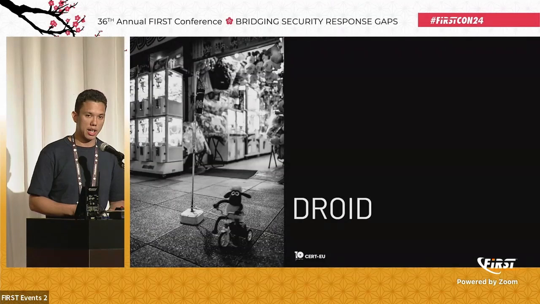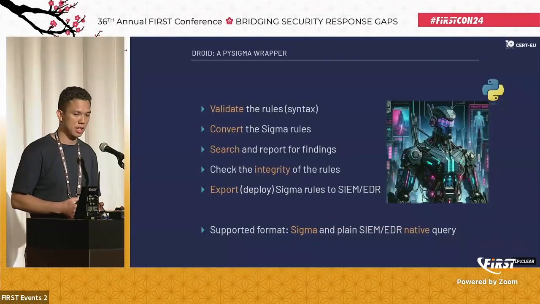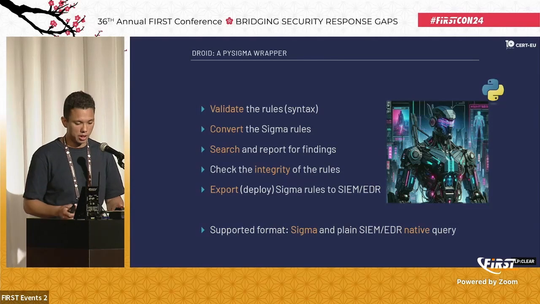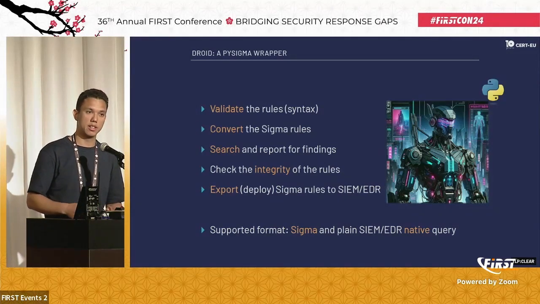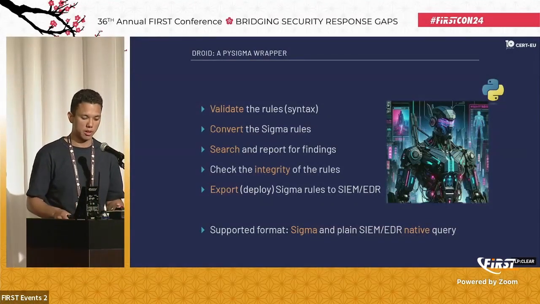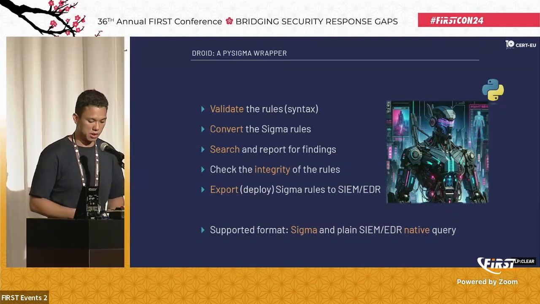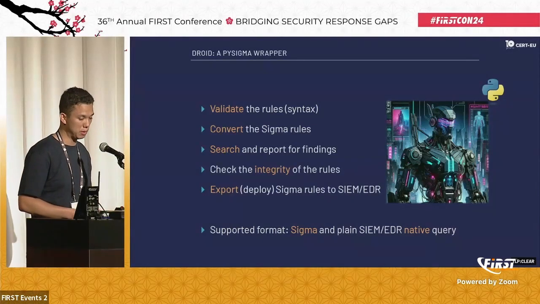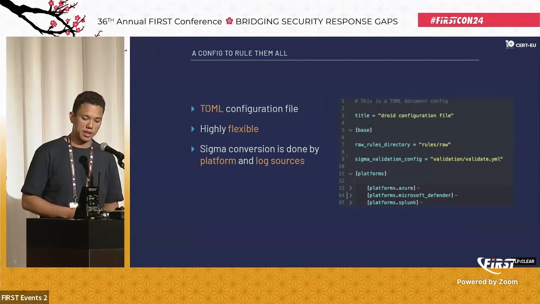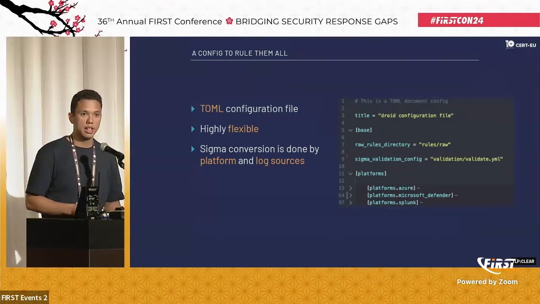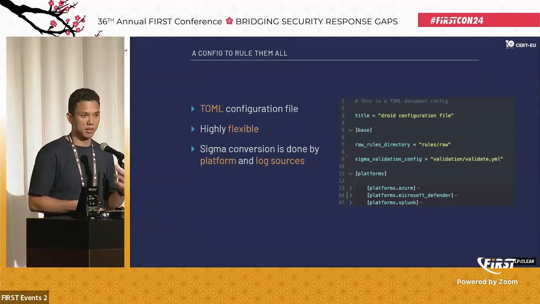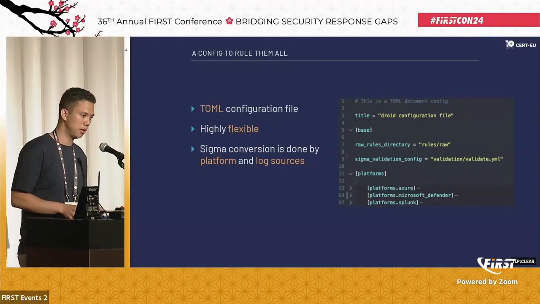To ease that process, we have introduced a tool that we dub Droid. Droid is able to validate the rules on the syntax level, convert the rules, obviously, and search and report findings in our dataset. It checks the integrity of the rules when they are deployed, and obviously you deploy the rules on SIEM and EDR. It's built in Python, and it supports Sigma and plain SIEM and EDR native queries as well. How it works: it has a single TOML file, it is highly flexible, and within that file you create a platform-based configuration where you apply certain settings, meaning pipelines, to convert the rules as per the requirements of your platforms.